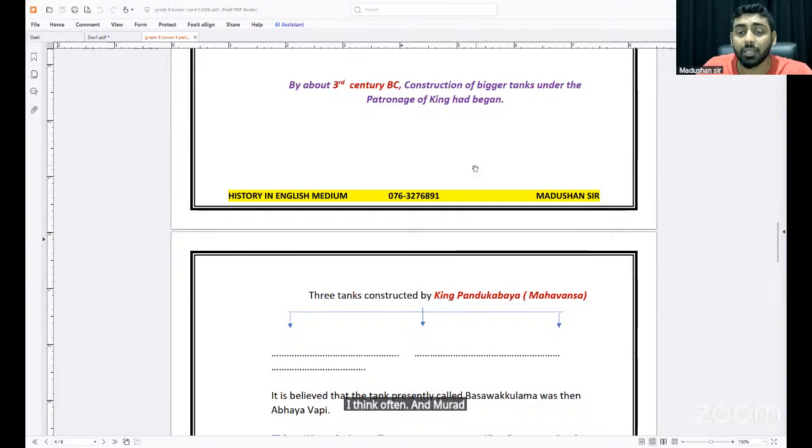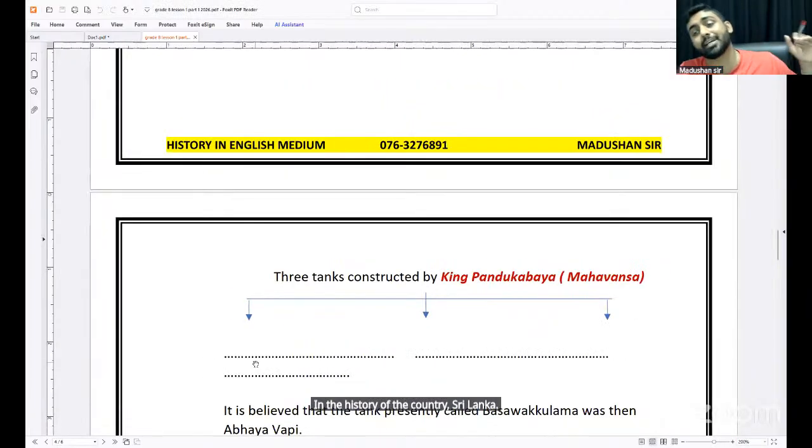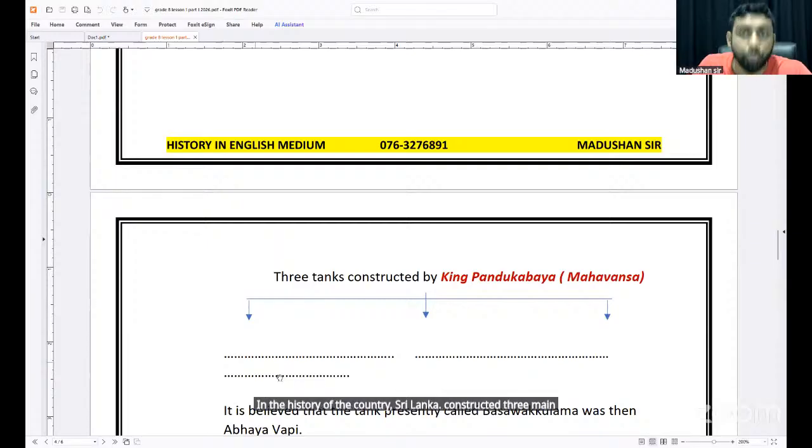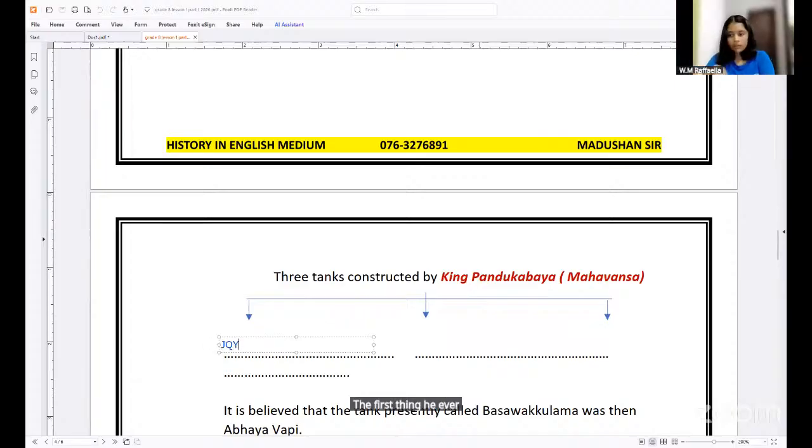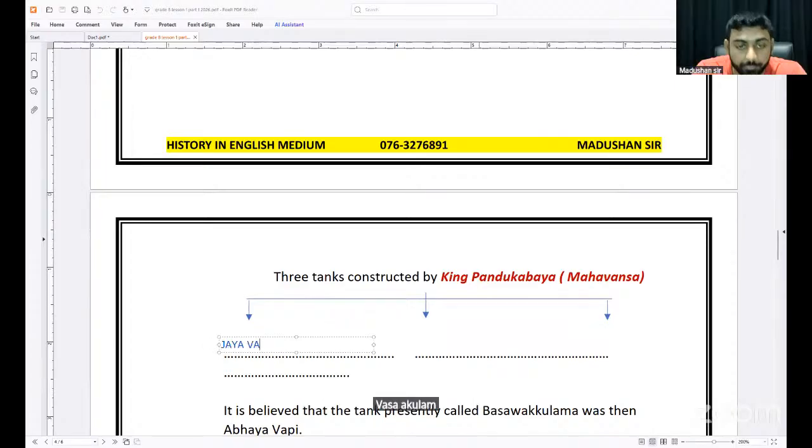Pandukabhaya, first king of Anuradhapura kingdom, constructed 3 tanks. In the history of Sri Lanka, King Pandukabhaya constructed 3 main tanks. Do you know the names of them? Abhayavapi, the first tank he constructed, very good. Basavapura, Jayavapi.